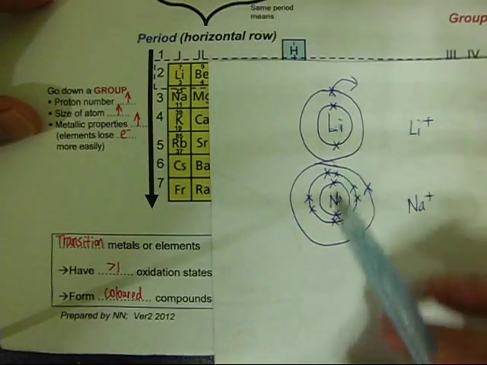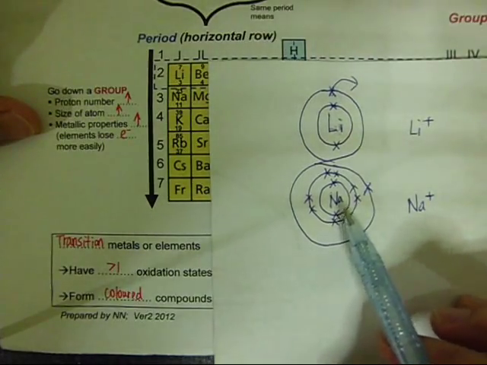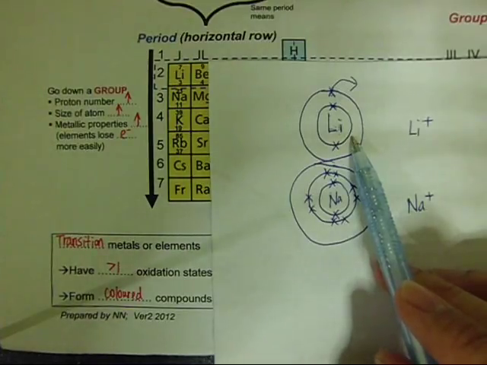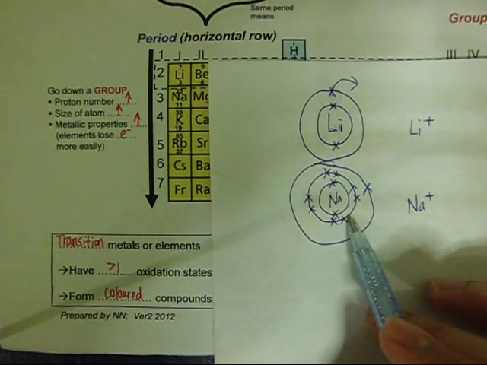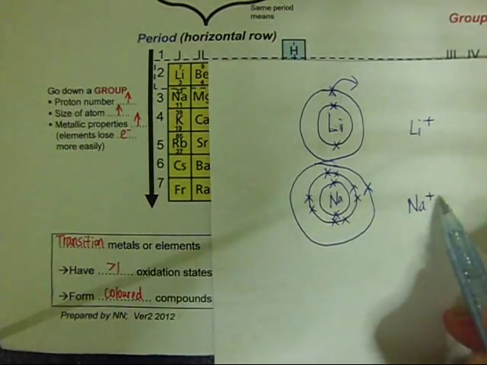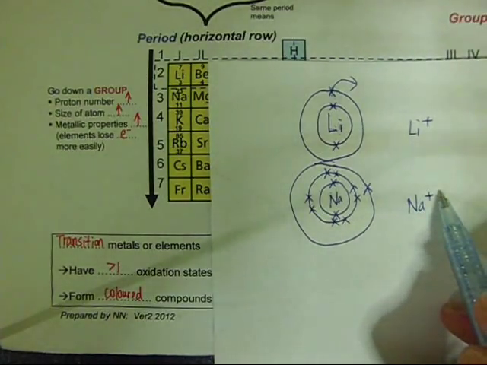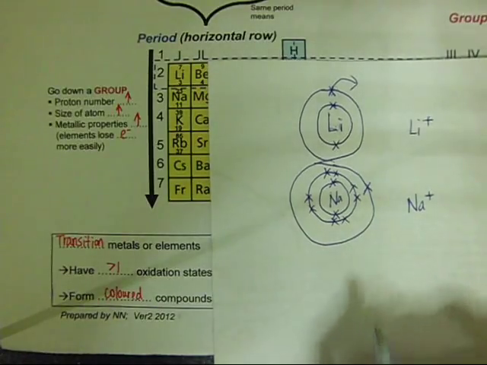So if we compare lithium and sodium, sodium is more metallic than lithium. Why? Because sodium loses the valence electron to become Na+ more easily as compared to lithium. Therefore, it is more metallic.